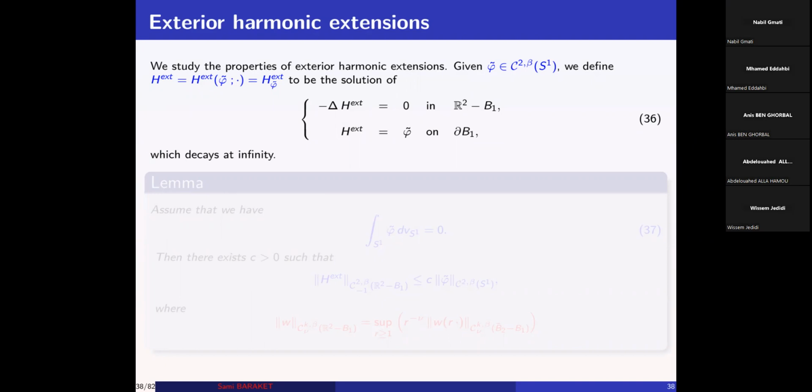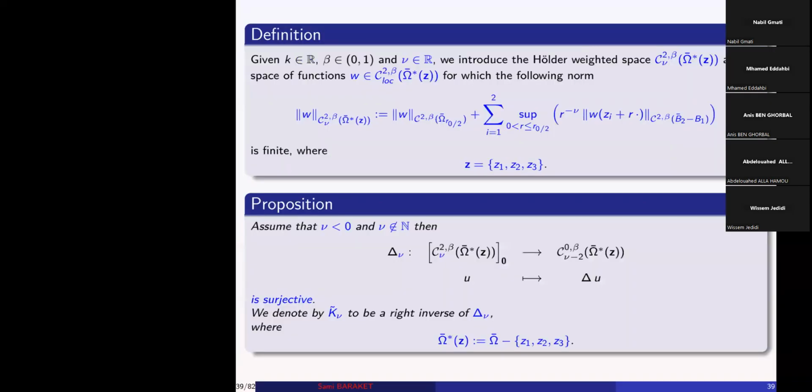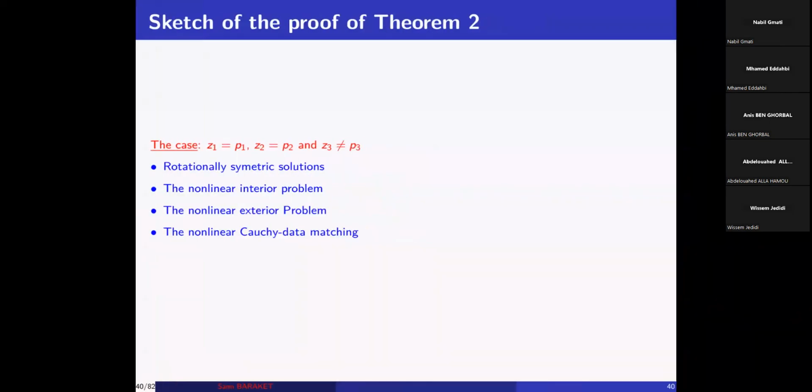So we also have a harmonic function defined on R2 minus B1, with an arbitrary data phi tilde on the boundary of B1. And if we kill now only the first mode, we have the C^(2,beta)_(-1) norm of H less than C times the C^(2,beta) norm of phi tilde on S1. Okay, so we will consider now the case when z1 equal to p1, z2 equal to p2, and z3 different from p3.